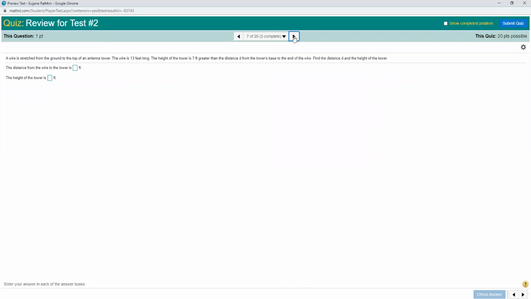All righty, so let me write what I got. I got a 13-foot wire. The tower is 7 feet greater than the distance from the tower to the wire. So they want me to find the distance and the height of this tower. So it looks like we need a picture for this.